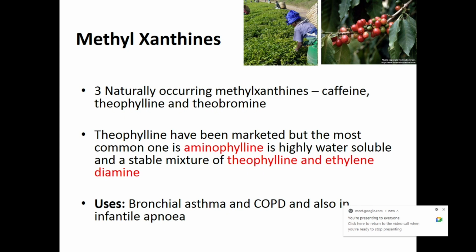Now, there are three naturally occurring methylxanthines we have all seen: caffeine, theophylline and theobromine. Theophylline is marketed as such, but the most common marketed drug is aminophylline, which is a combination of theophylline and ethylenediamine. When you talk about bronchial asthma in the olden days, you're talking about theophylline. Everybody talked about it because that was the main drug in the treatment of bronchial asthma before salbutamol came out.